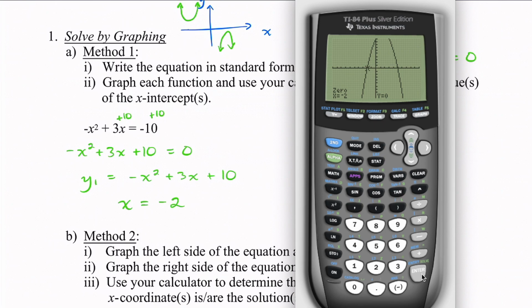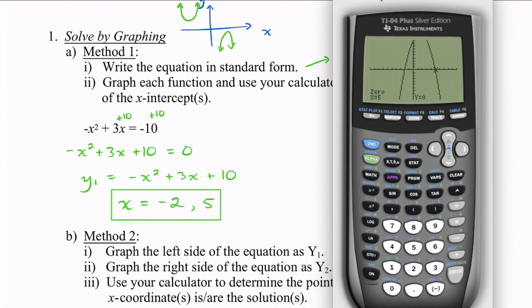By the same process, we will find the other x-intercept. Scroll all the way to the right. Okay, get on the point, and then just go somewhere to the left of it, enter, somewhere to the right of it, enter, one more enter for it to guess. Okay, and we got x equals 5, so we can write that down too. So there's our solution for that one.